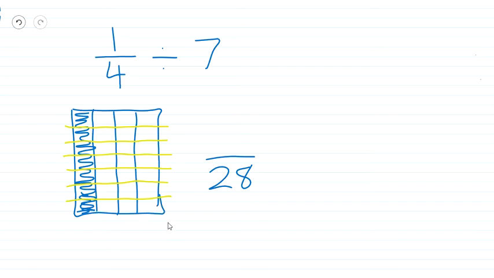Now we have to figure out our numerator. All we have to do is count all the pieces that are shaded. So originally you had 1 piece that's shaded, but this one has been split into 7 pieces. So now let's count it and see what we have. We have 1, 2, 3, 4, 5, 6, 7. So that's our numerator. So the answer is 7 over 28.